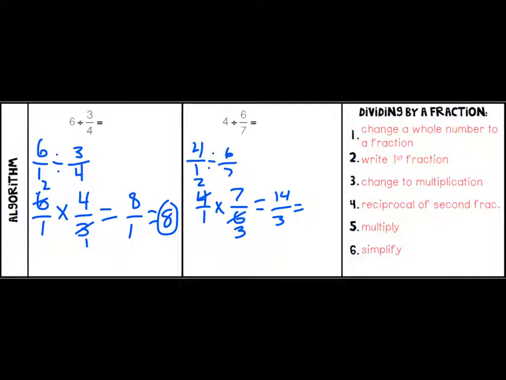Now we have to make that a mixed number. It's an improper fraction because the numerator is larger than the denominator. So how many 3s will go into 14? That would be 4. And then how many would be left? Well, 4 times 3 is 12. 2 would be left then. So 4 and 2/3 is the answer to 4 divided by 6/7.